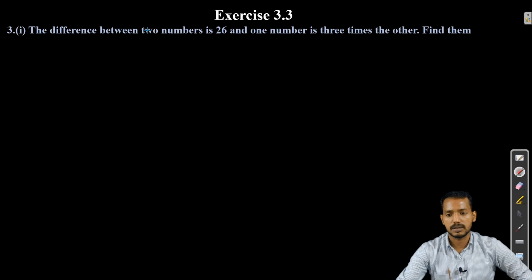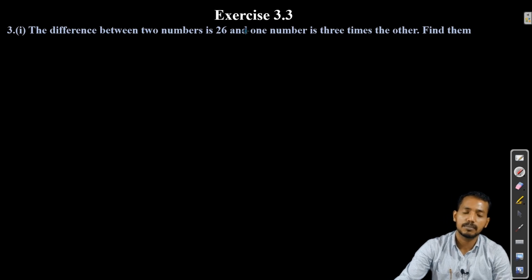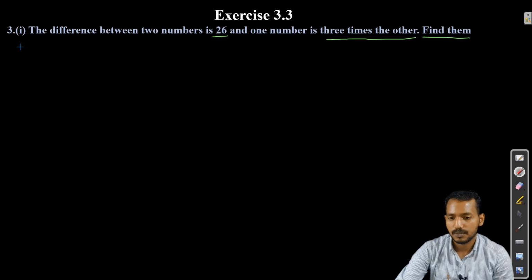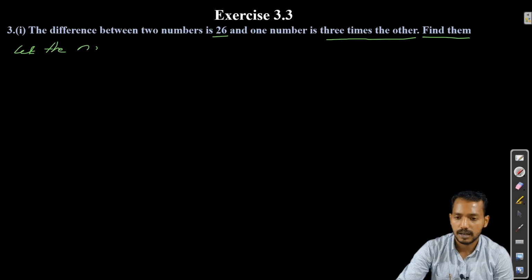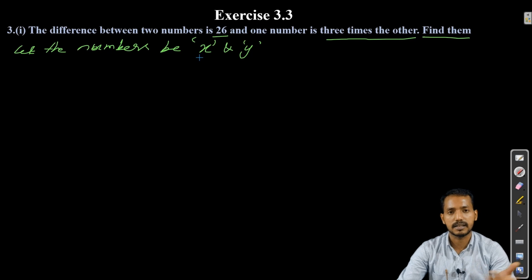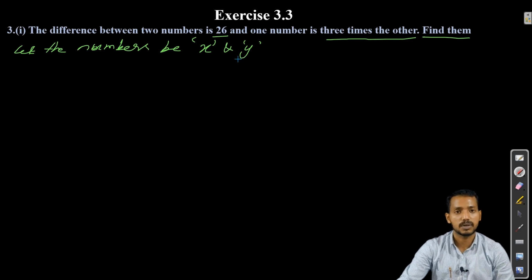Question number 3, option number 1. The difference between two numbers is 26 and one number is 3 times the other. Find them. Very simple question. First we have to form the equation. Let the numbers be x and y. Out of this we are assigning x as the greater one and y as the smaller one, because one will be smaller and one will be greater.